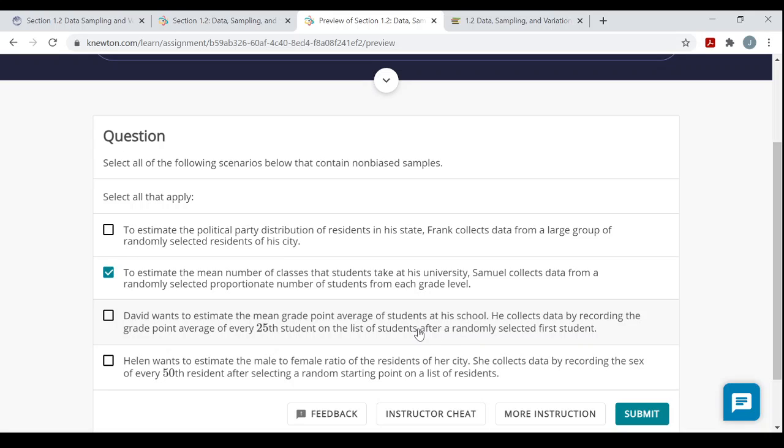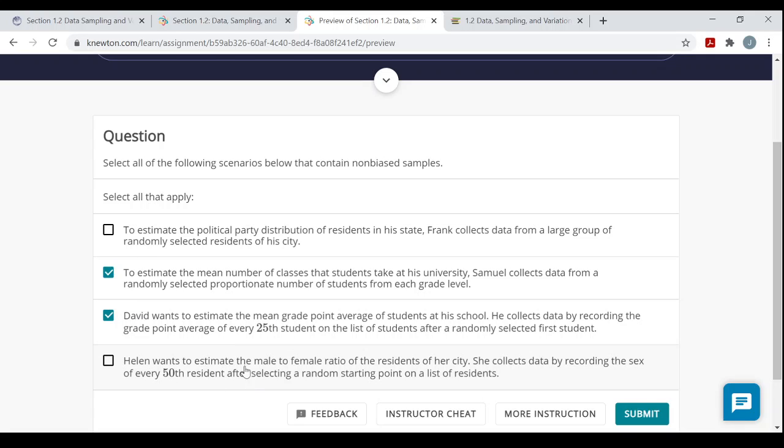So, the one where she was interviewing every 10th person at the entrance of a mall, she wasn't at every mall. She didn't have the population, but this person does. David has the entire list of all the students, randomly selects the first one, then goes every 25th. That's that systematic sampling, and that is a balanced, good way of sampling. I'd say that was a non-biased sample. That's good.